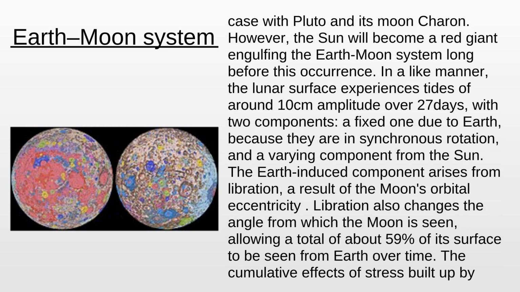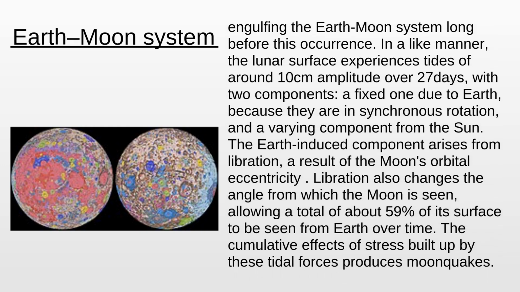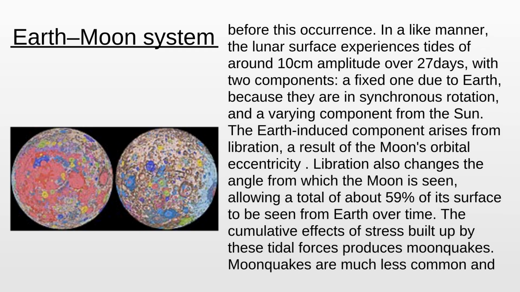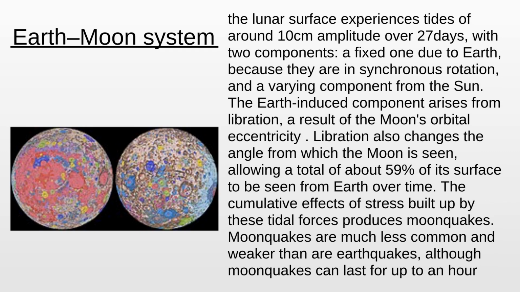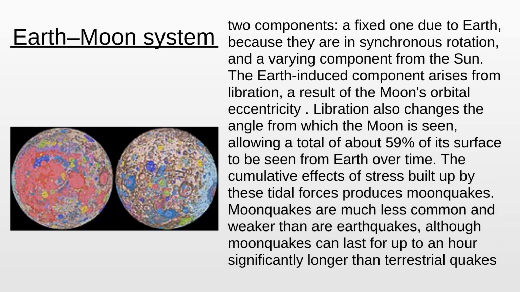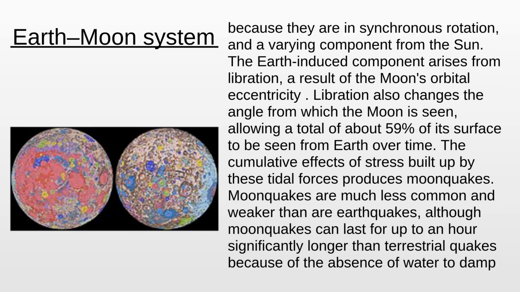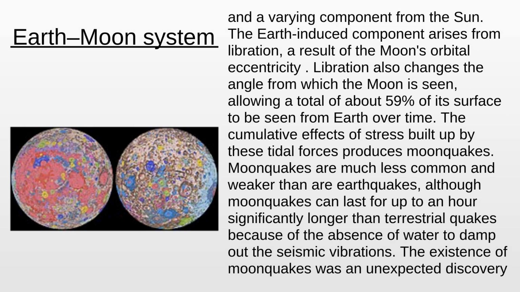Left to run its course, this tidal drag would continue until the rotation of Earth and the orbital period of the Moon matched, creating mutual tidal locking between the two. As a result, the Moon would be suspended in the sky over one meridian, as is already currently the case with Pluto and its moon Charon. However, the Sun will become a red giant engulfing the Earth-Moon system long before this occurrence.